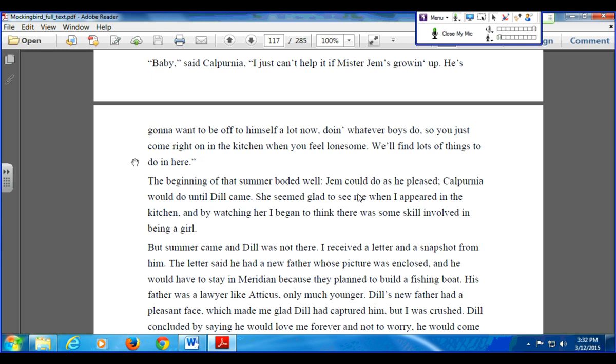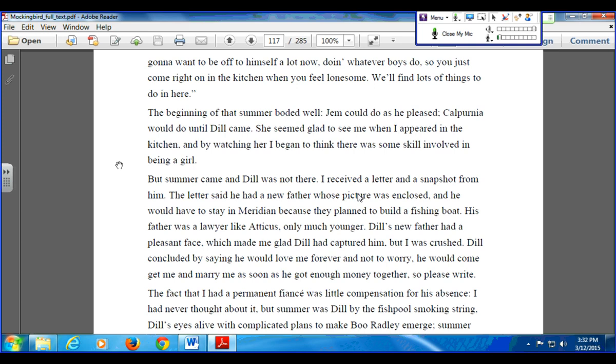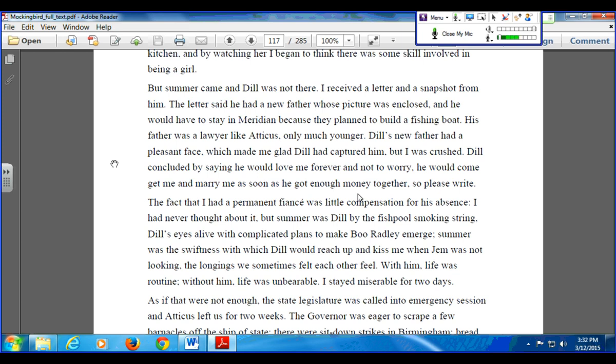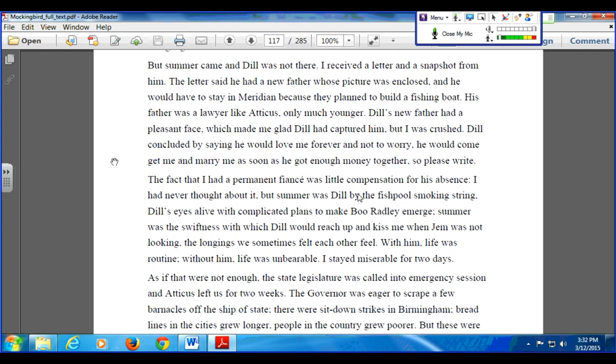I received a letter and a snapshot from him. The letter said he had a new father whose picture was enclosed. He went to stay in Meridian because they were planning on building a fishing boat. His father was like Atticus, only much younger. Dill's new father had a pleasant face and made me glad Dill had captured him, but I was crushed. Dill concluded by saying he would love me forever, and not to worry, he would come and get me and marry me as soon as he got enough money together, so please write. The fact that I had a permanent fiancée was little compensation for his absence.